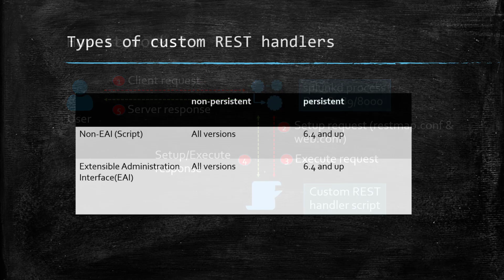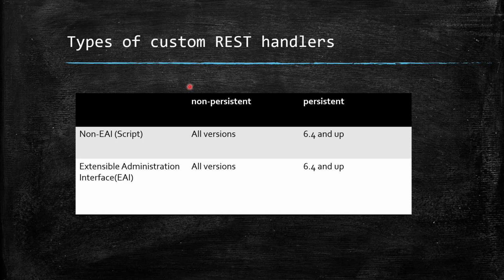Now if I go to the next slide, if you remember that whole process life cycle, based on that it is possible in Splunk to create REST endpoints in 4 different ways. One is non-EAI and EAI. Non-EAI is script based, and EAI is the Extensible Administration Interface. This is also a Python script, but it's somehow different. We'll see that difference very soon. Both of them support non-persistent and persistent mode.